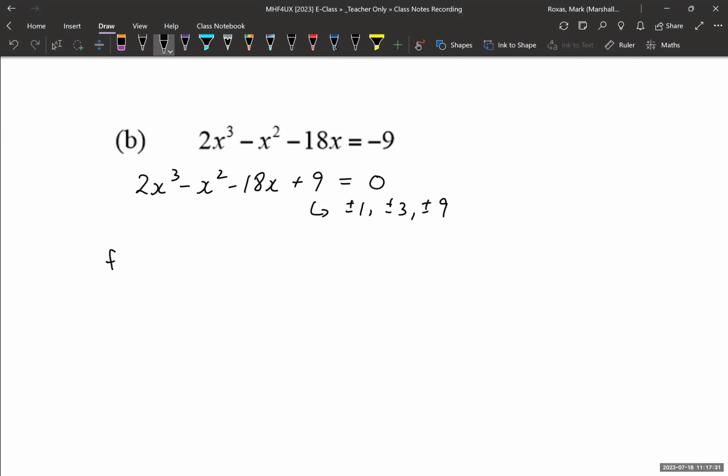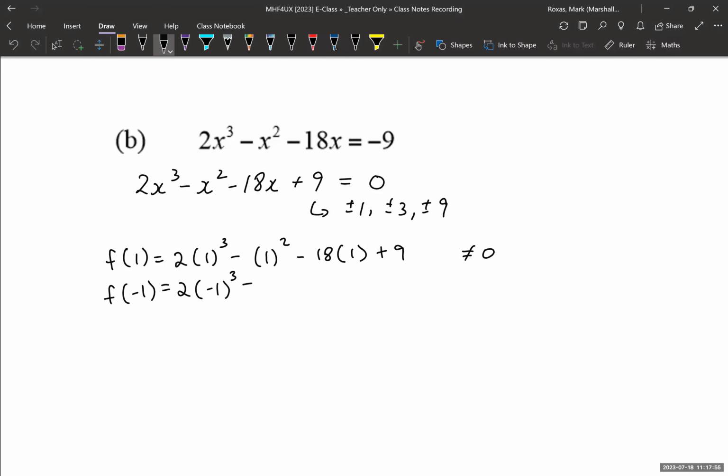So if I start with f of 1, plugging it in, 2 times 1 cubed minus 1 squared minus 18 times 1 plus 9. Well, that does not equal 0. Okay, so we don't have a 0 there. If I tried f of -1, we will get 2 times -1 cubed minus -1 squared minus 18 times -1 plus 9. That does not turn out to be a 0. That will not work as a factor. But let's move on to the next one, f of 3.